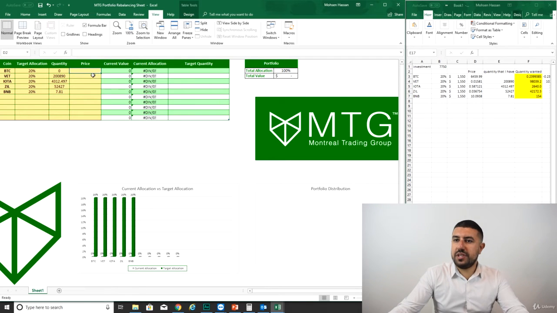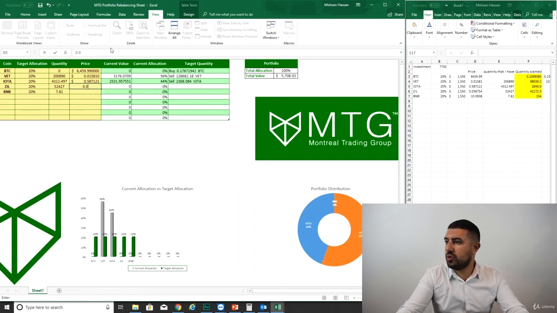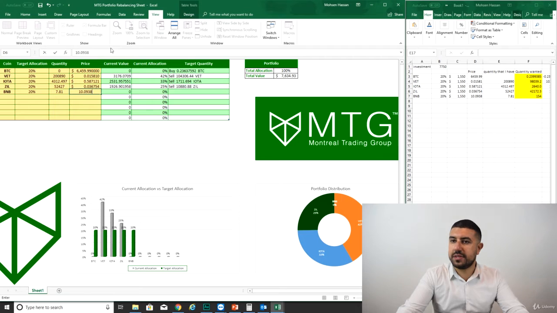Okay. Now, what is the price of these coins? Well, I had checked, and Bitcoin was trading at 6,459.99. VeChain was trading at 0.01581. IOTA was trading at, and you see things start populating in the Excel sheet there, IOTA was trading at 0.587121. Zilliqa at 0.036754. And Binance Coin at 10.0938.